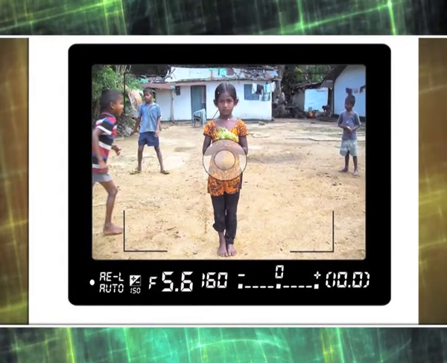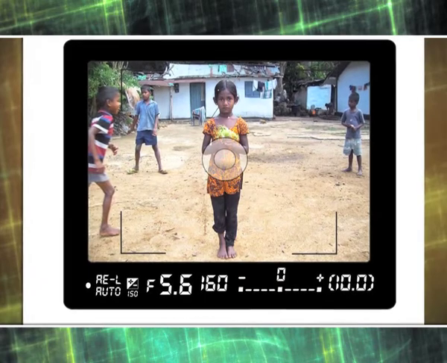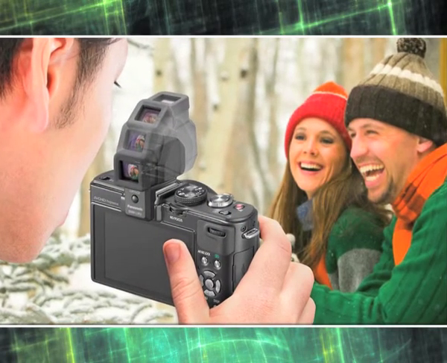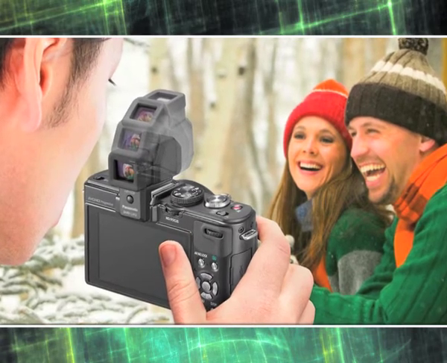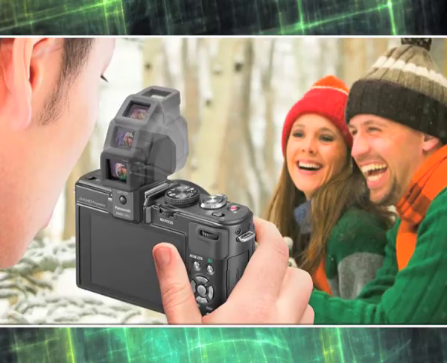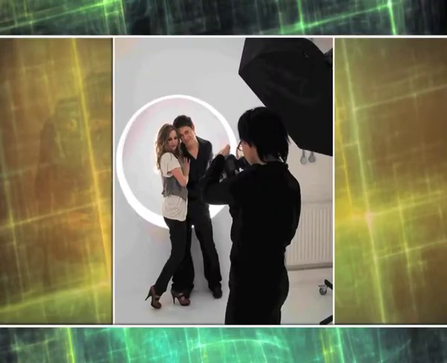Angle of shooting. The angle of shooting is the angle from which you look at your subject through the viewfinder of the camera. It is always advisable to choose an angle that is in alignment with the height of your subject so that your picture looks closer to reality. There are different angles in which you can shoot. Let's have a look.